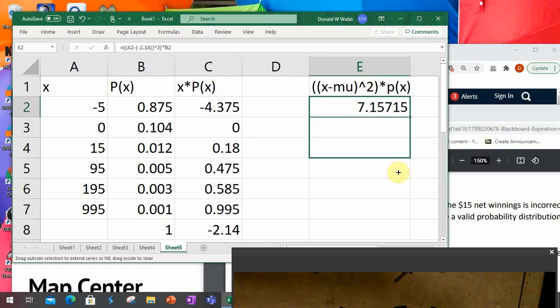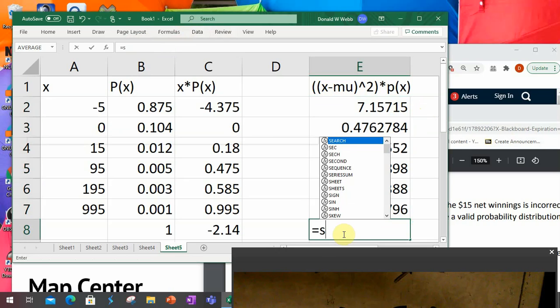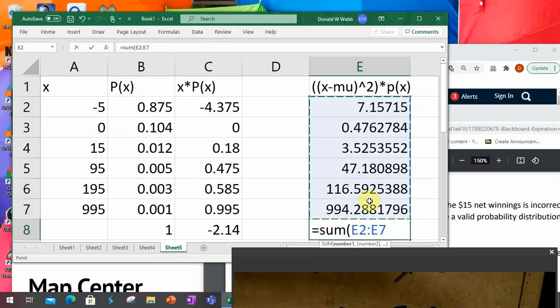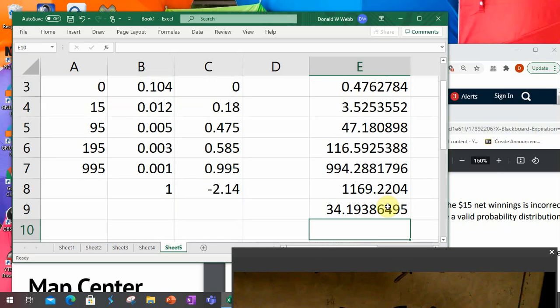And now, since everything is set, it calculates each one. And then I need to sum this up. And then I need to do that square root. And that gives you that. Okay, so that's how you do in Excel the mean and the standard deviation.